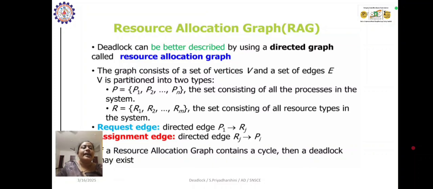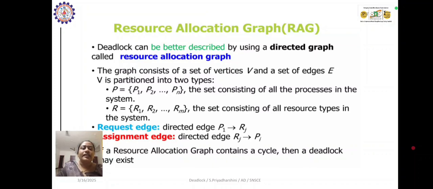The set of processes is described by P, which is P1, P2, etc. up to Pn, consisting of all the processes in the system. R is characterized as R1, R2, etc. up to Rm, which consists of all resource types in the system. When we talk about edges in the resource allocation graph, we have two: one is the request edge and the other one is the assignment edge.